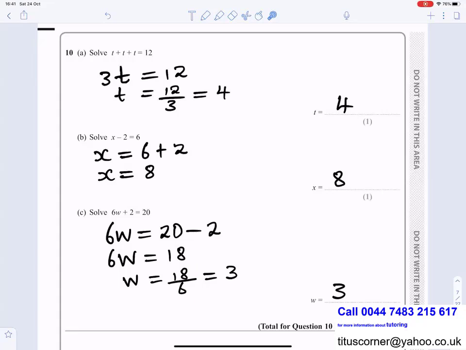So I look at it this way. Removing the 2 is like removing your shoes, and removing the 6 is like removing your socks. So you get the shoes out first before the socks. You cannot get your socks out before your shoes.